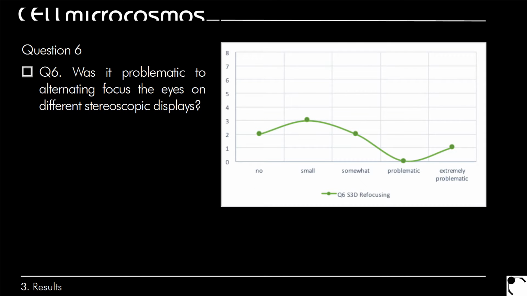So also the refocusing, this was an interesting question because we wanted to find out if I have to change the focus point, is it a problem to change between 2 stereoscopic devices? And obviously there was more or less no problem. Here 2 said, okay, a little bit. And again, we have here our outlier who said, okay, it was just too hard for me.